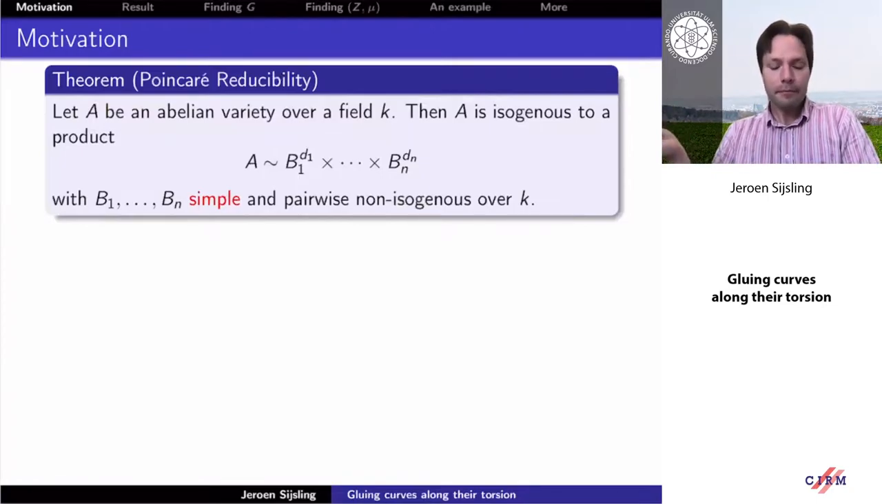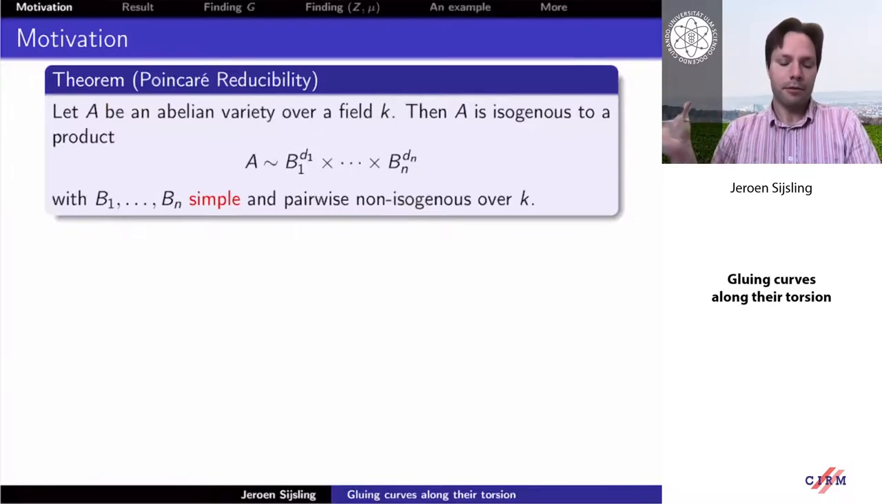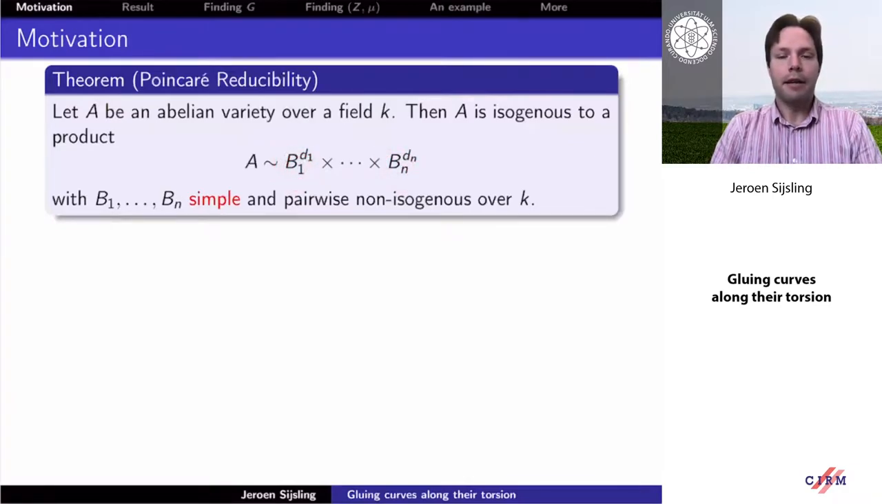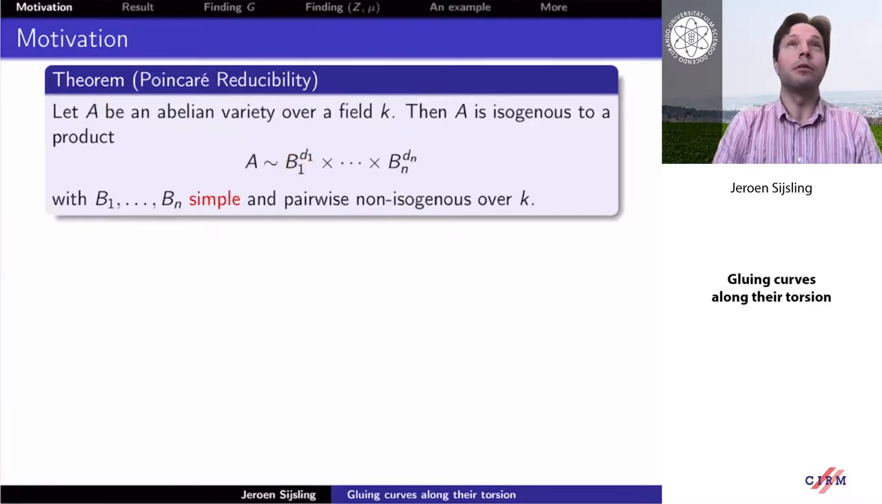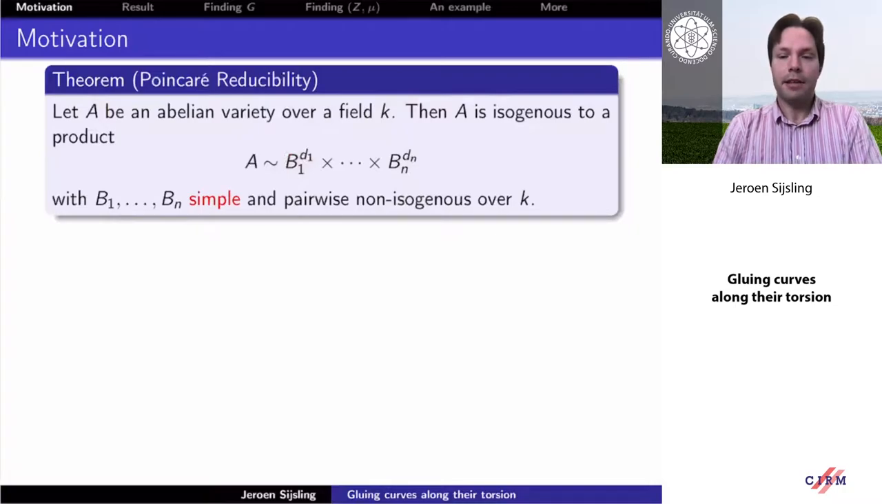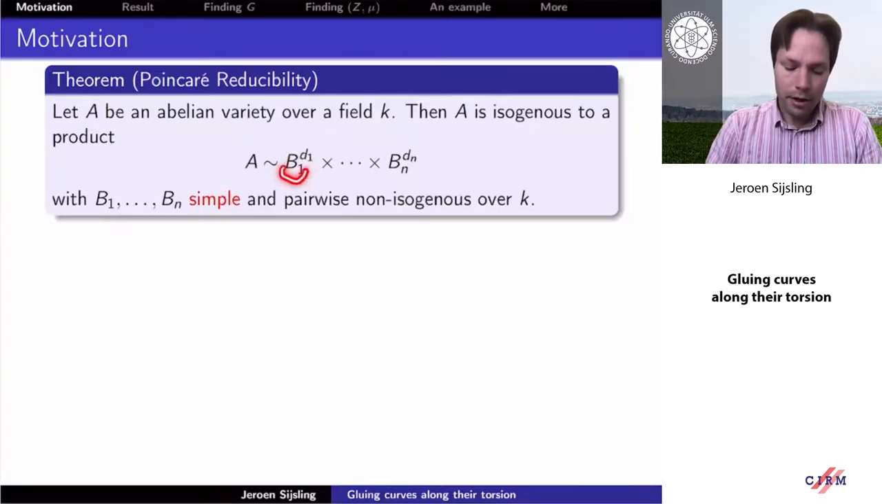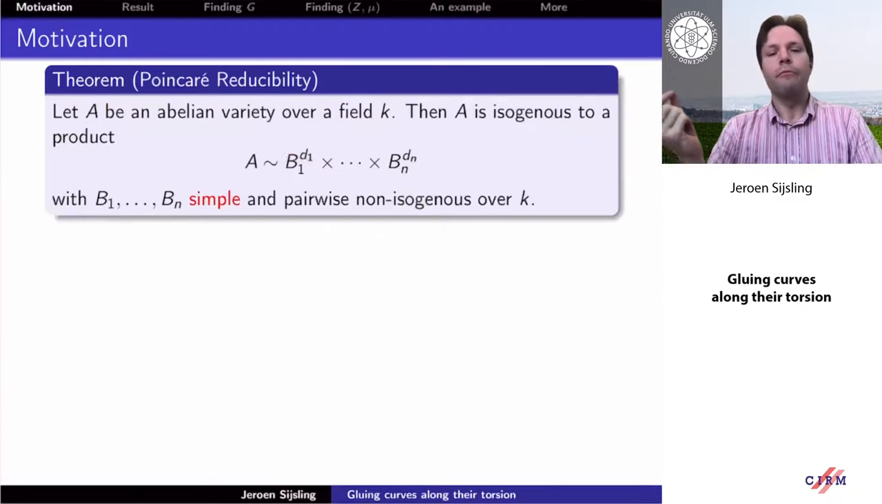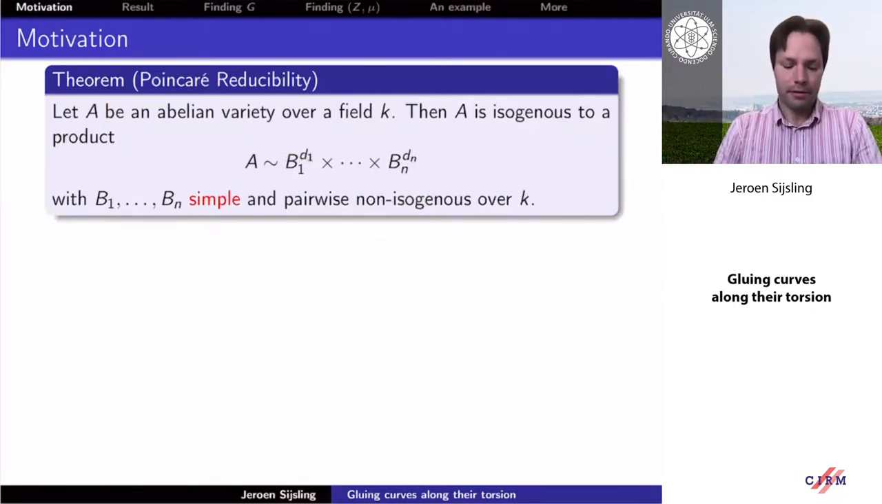More precisely, up to an isogeny, up to a map with finite kernel, you can write A as a product of other varieties, B_i, up to certain powers, where these B_i are simple. That is, they have no proper abelian subvarieties over k, and they are pairwise non-isogenous. So this is similar to factoring, if you will, ideals in Dedekind rings. And the same kind of uniqueness applies. The B_i, or rather their isogeny classes, are uniquely determined, as are the powers, of course, up to the usual permutation of the factors.